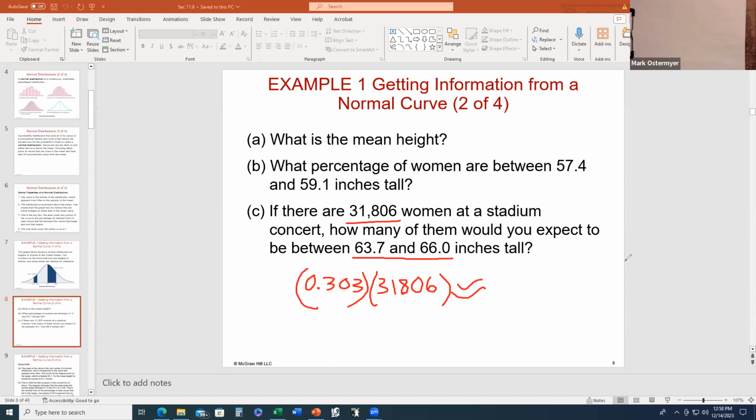According to this normal distribution of all heights of all women in this country, we would suspect how many women? Please do round it off to the nearest whole person. There's no such thing as a fraction of a person.